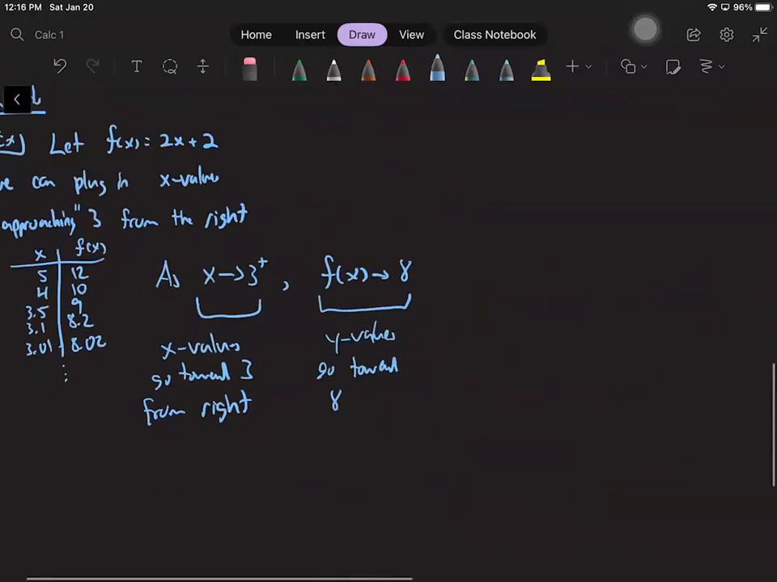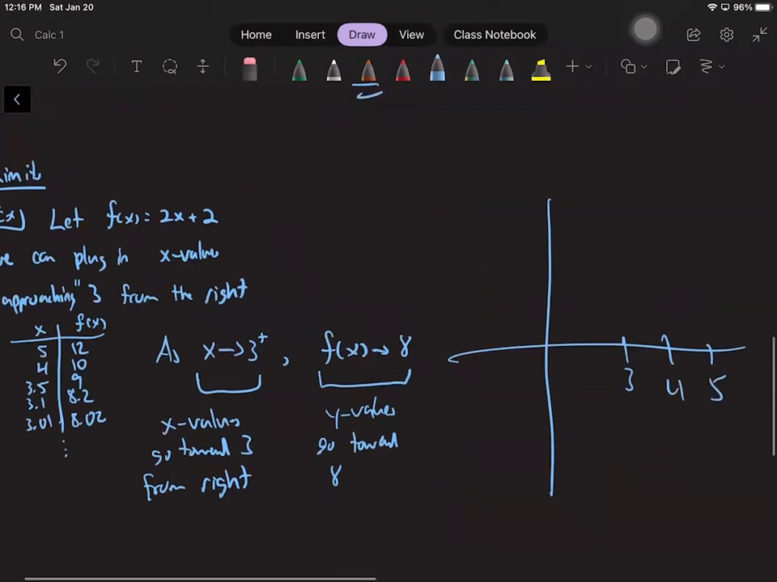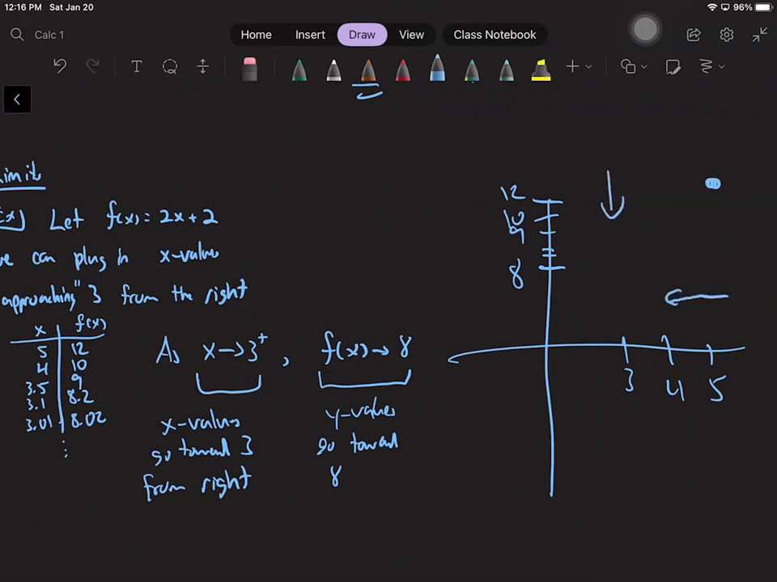Now we could visualize this with a graph, of course. So here's 3. Here are the numbers that we plugged in, 4 and 5. And here's 8. So you end up with 12, 10, 9, and then these smaller numbers here. So you can see that as the x values go this way, the y values go this way towards 8. Okay, I'm not going to graph it nicely. It's not going to come out nice. But of course, the actual graph of this function is just a line that happens to actually hit 3, 8.